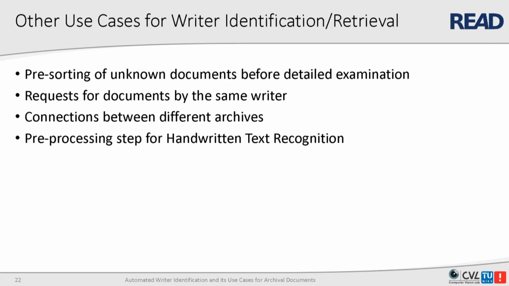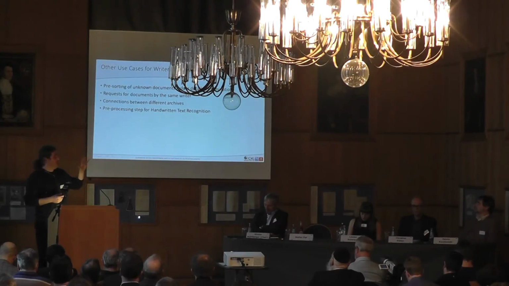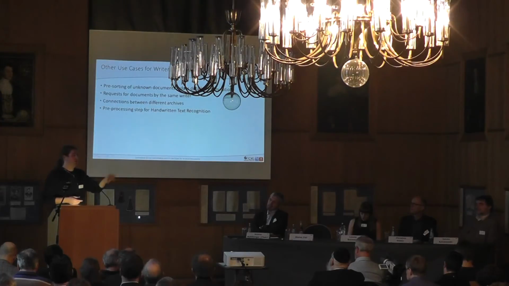The next thing writer identification and writer retrieval can be used for is, as I said, pre-sorting of unknown documents. So we just have the idea that some documents may have been written by the same person, and using such a method we can pre-sort some documents and say, okay, we take a closer look at some of them because they are from the same writer. There are also sometimes requests for documents by the same writer.